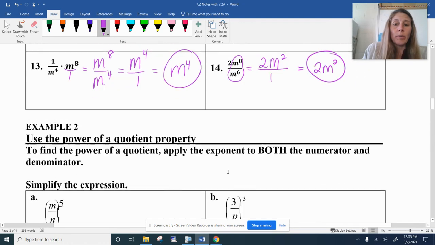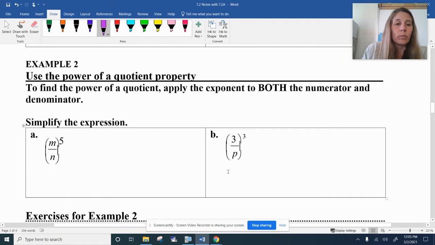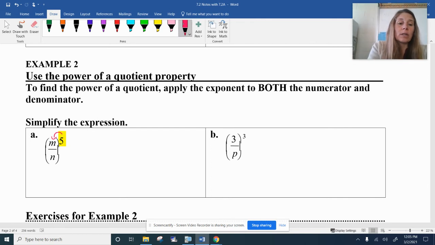Okay, and our second property that we're going to do today is the power of a quotient property. So this is when you have a fraction or a quotient inside the parentheses, and then you have an exponent outside. So the only thing that's going to happen here is that exponent is going to be applied to every term, every variable, every number inside the parentheses that's in that quotient. So anything that's being multiplied or divided, each number and variable gets that exponent.